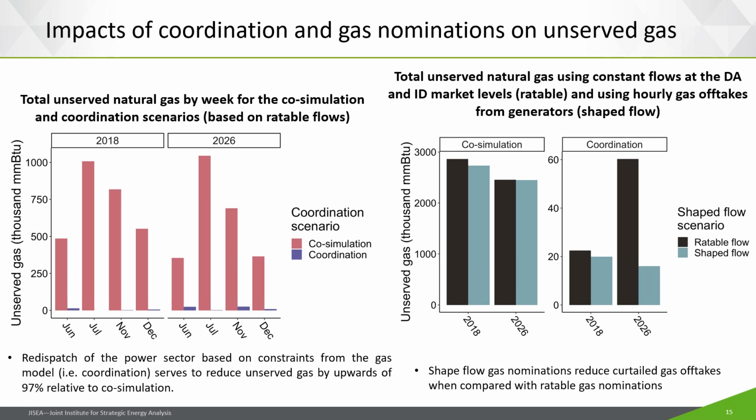Again, just to stress, in the US, we have residential and commercial loads, which are basically guaranteed contracts, guaranteed delivery, whereas the natural gas generators in the system generally have breakable contracts where they don't always have to have delivery. And so that's the difference that we see here in this coordination, is the natural gas system prioritizing the delivery to those guaranteed contracts and then being able to have unserved gas at some of those natural gas generators. So this shaped flow can dramatically reduce, especially as we go to higher amounts of variability in the net load of the power system, the amount of gas offtakes that have to be curtailed compared to a ratable gas nomination.